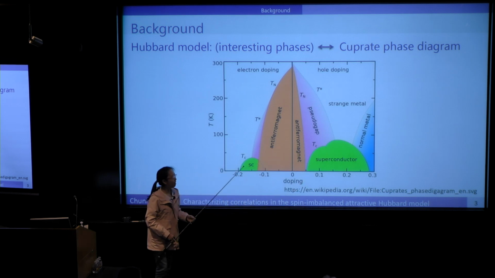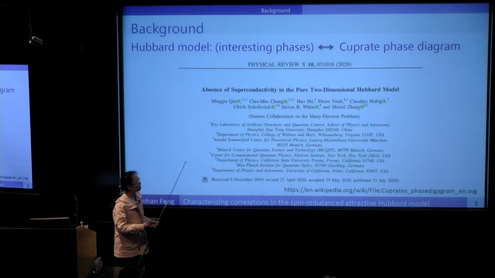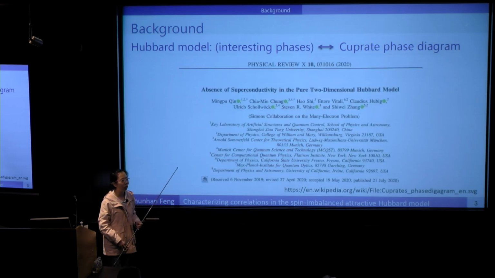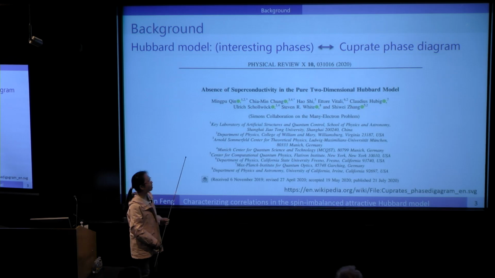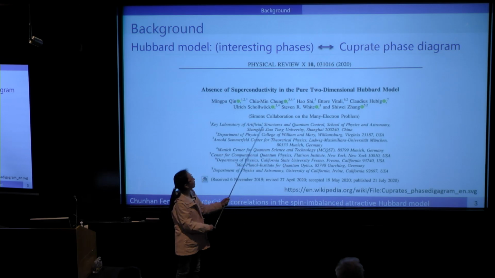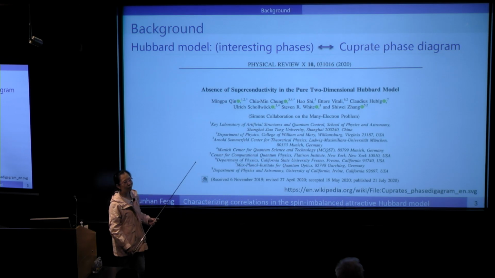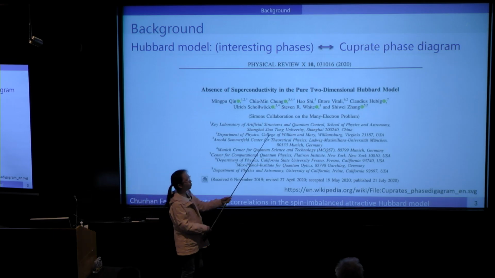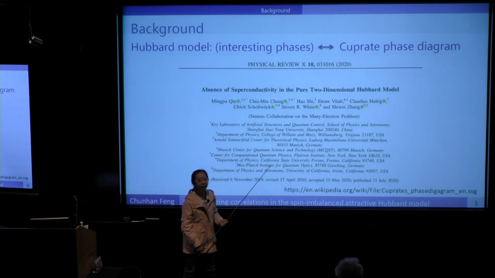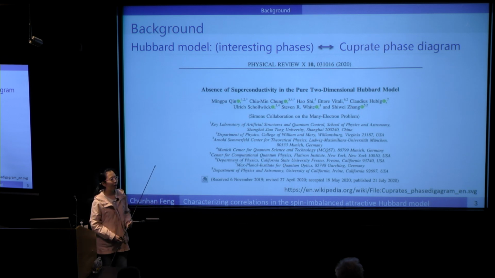Actually, when high-Tc cuprate materials were discovered, there were debates on whether the Hubbard model can be used to capture the cuprate physics. And recently, there is a work by Professors Mingpu Qin, Shiwei Zhang, Steven White, and Ulrich Schollwöck, and their collaborators. They found there is no d-wave superconductivity in the pure two-dimensional Hubbard model. And after this, people started wondering whether the next-nearest-neighbor hopping t' would play an important role.